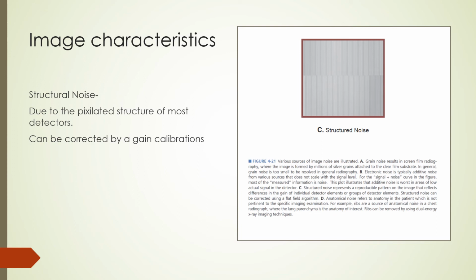Structured noise can be corrected by taking a gain image and an offset image. Gain image is image acquired in the absence of an object. Offset image is image with no radiation incident on the detector. These two images are calibrated images that can be used to correct structured noise by calculating what is called a flat field image. Flat field images are part of a calibration routine and are acquired either hourly, weekly, or monthly depending on the imaging system.